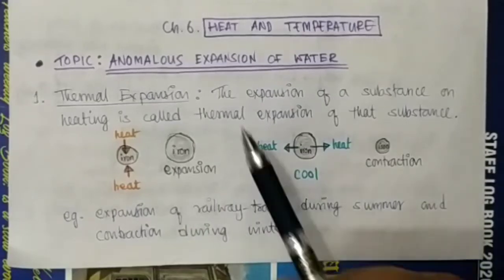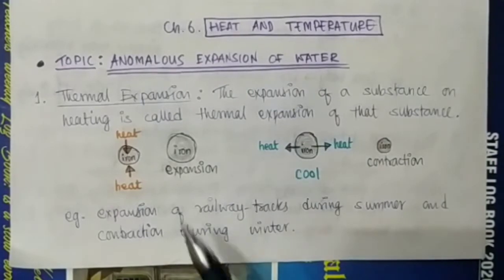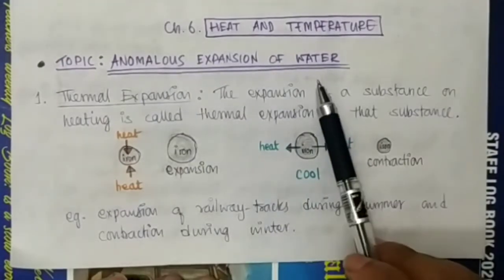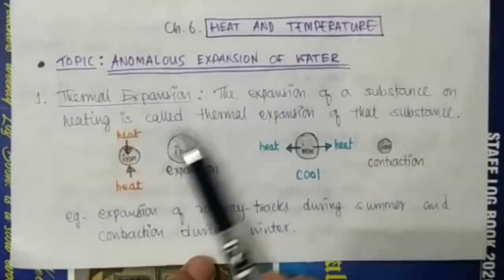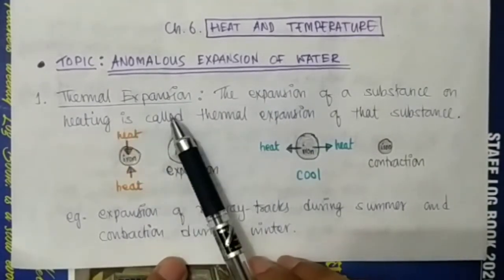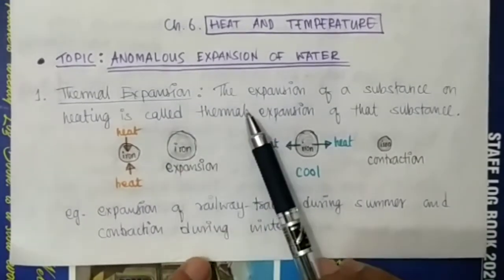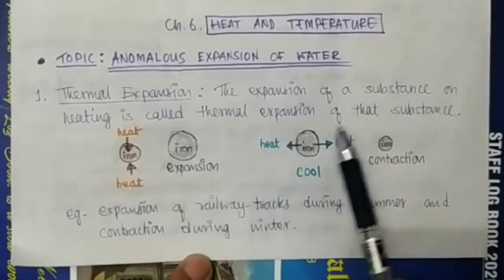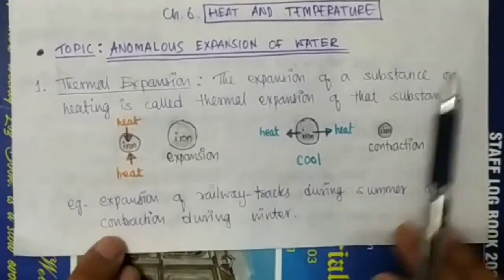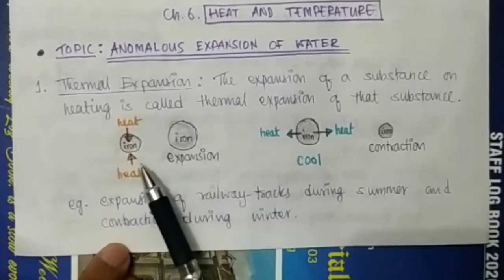Hello dear students, we are on chapter 6, heat and temperature, and the topic for today is anomalous expansion of water. So before we study about anomalous expansion of water, first we'll see what thermal expansion is. The definition of thermal expansion is the expansion of a substance on heating is called thermal expansion of that substance. So it simply means that when you heat an object, the object expands.